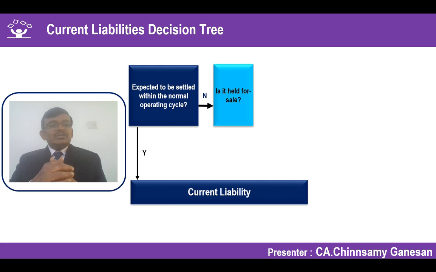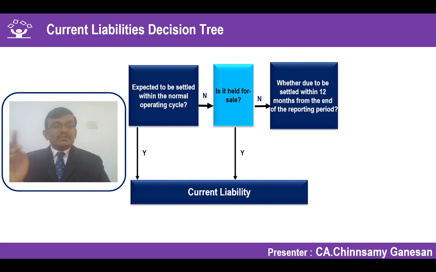And they have decided to dispose of the textile unit. The asset is held for sale, and whatever liability relating to that is also held for sale. If somebody is trying to buy that particular asset, we will say, as a total unit you buy it along with the assets and liabilities. So there could be a possibility that the liability may be held for sale, and that is a current liability. And if I am not fulfilling any one of these two conditions, the third condition which I normally look for is whether it is due to be settled within 12 months from the end of the reporting period.